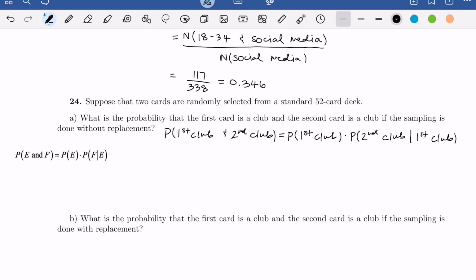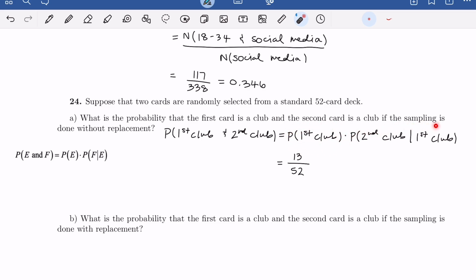All right, so we need to find the probability of event E. Well, in a standard 52 card deck, we know that there's four suits, one of them being clubs, and in that suit, there are 13 cards total. So we know that there are 13 clubs. So the probability that the first card we pull is going to be a club is going to be 13 out of the total amount of cards in this deck, which we know to be 52. So that's the probability of event E occurring, this first card being a club.